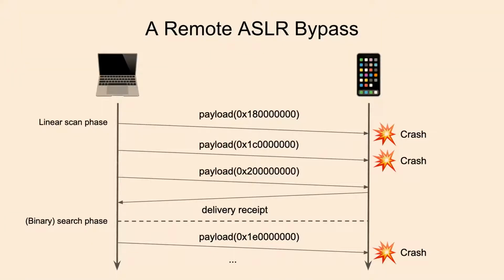Okay, so this is the summary of the remote ASLR bypass. 2 phases: this linear scan where it's just sending these payloads and checking if it gets the receipt back. And the first time it gets the receipt back, it knows, okay, this address is valid. I now found an address that is within the shared cache. And at that point, it starts this searching phase, which in logarithmic time figures out the exact, precise starting address.